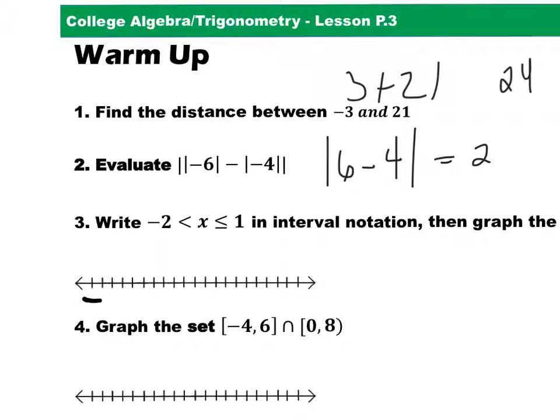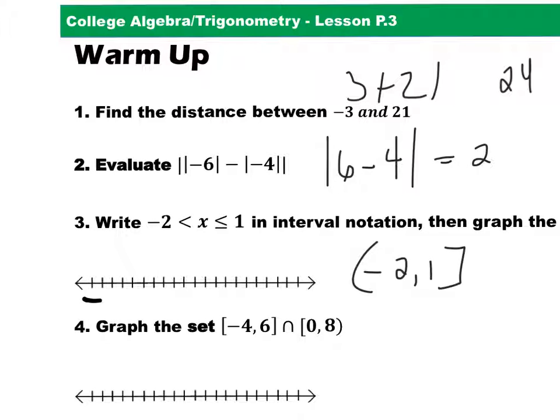If I was going to write -2 is less than x, which is less than or equal to 1, in interval notation, it's between what and what? What two numbers? -2, comma 1. Good. What is going to go on -2? Parenthesis or bracket? Parenthesis. How come? Because it doesn't have the equal sign. It doesn't include. Good. What's going to go on the 1? A bracket, because it does include.